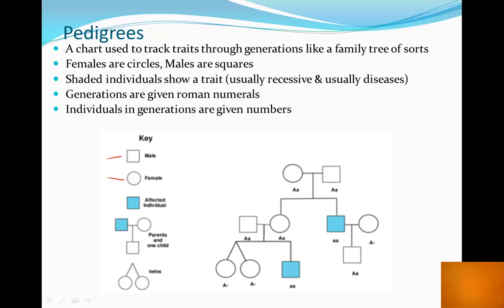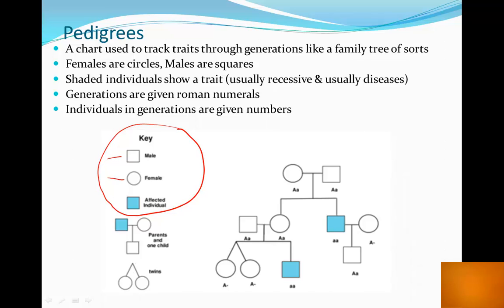Males are squares, females are circles. Most pedigrees will not come with this key. You will need to memorize that males are squares, females are circles, and affected individuals are shaded. Usually we are working with a recessive trait and disease. However, if this is not the norm, we will give you some information to help you with that.